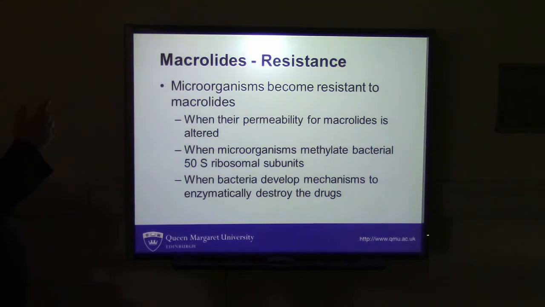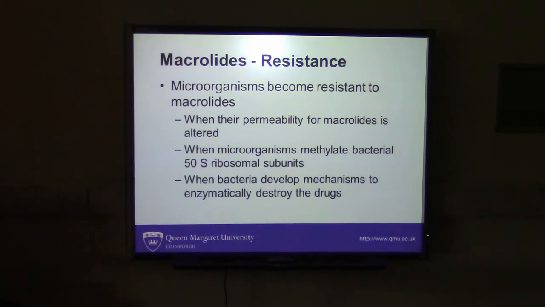They can then methylate the bacterial 50S subunits so that the drug can't bind to actually start to affect the messenger RNA. And then finally, the bacterial cell will develop new proteins which will work enzymatically to break down the macrolide drugs that are coming in.